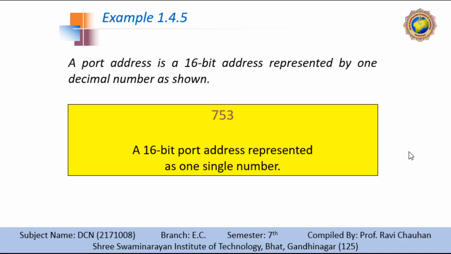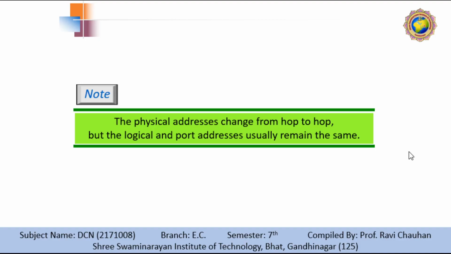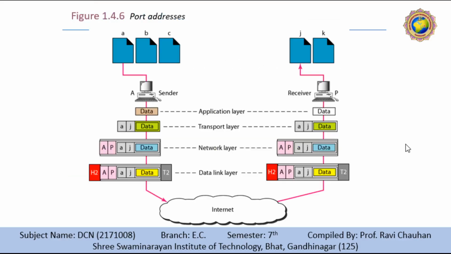Let's have an example. The port address is a 16-bit address represented by one decimal number, as shown, 753. A 16-bit port address is represented as one single number. We can conclude that the physical address changes from hop to hop, but the logical and the port addresses usually remain the same. So you can see our logical address, our port address, and over here the physical address, which will change. The others will remain the same in the entire communication.